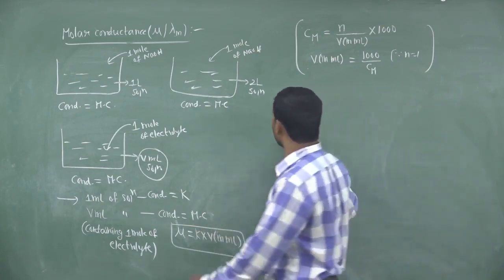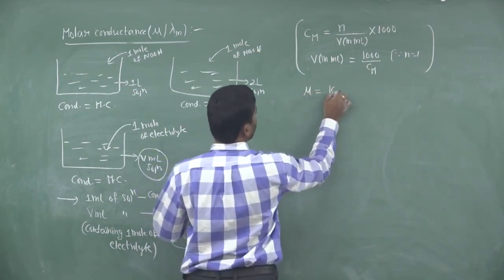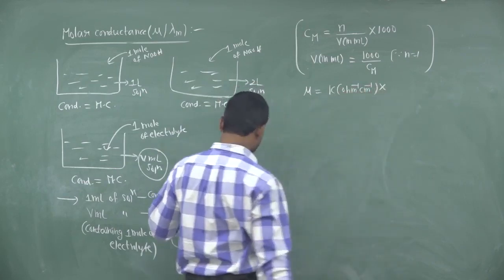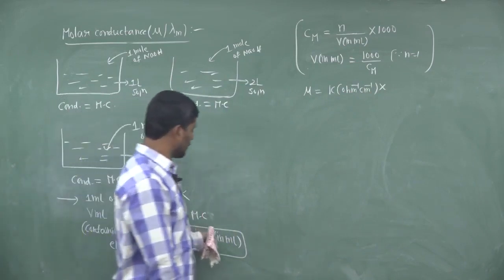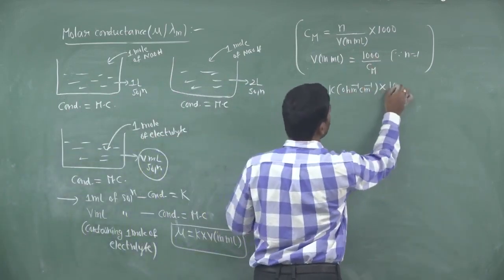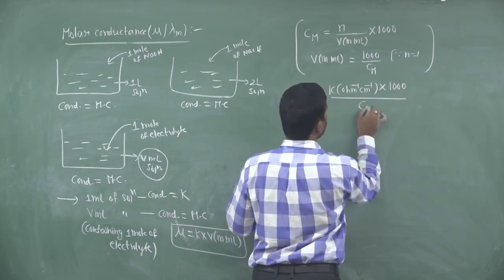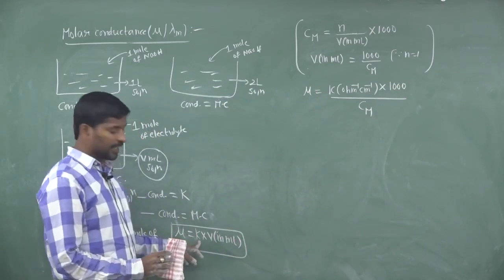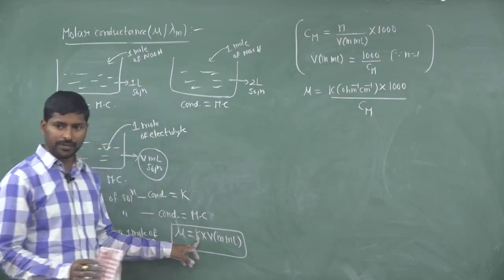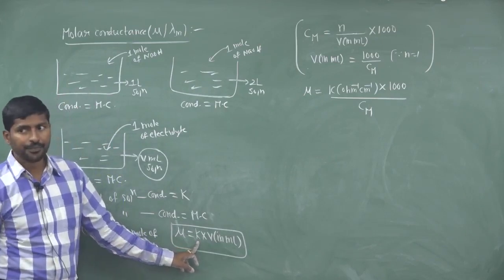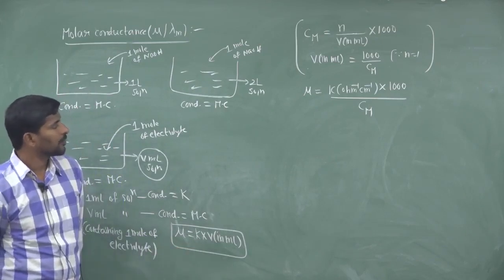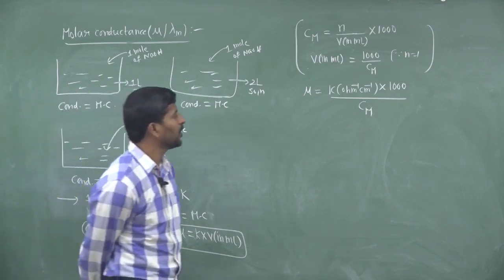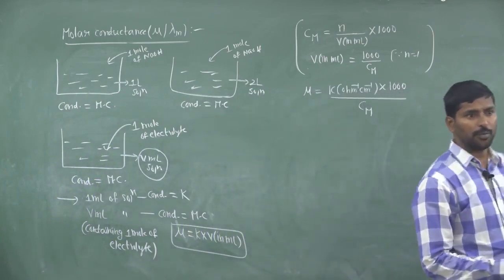So the formula for molar conductance is K in ohm inverse centimeter inverse, into volume in ml. Volume in ml we can write as 1000 by concentration in molarity. So mu is equal to K into 1000 by concentration in molarity, where in CGS units we take K in ohm inverse centimeter inverse.